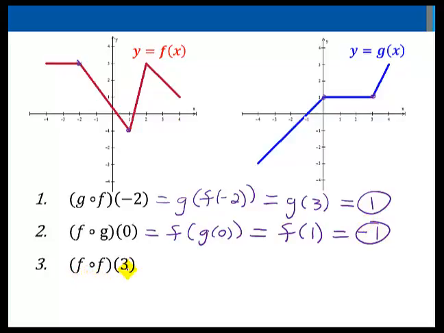f composed with f of 3. We can compose a function with itself. We'll just rewrite this as f of f of 3. And I'll first of all find f of 3. When x is equal to 3, f of x will be equal to 2. And so we'll now find f of 2. When x equals 2 on the graph of y equals f of x, y will be equal to 3, so the answer here is 3.